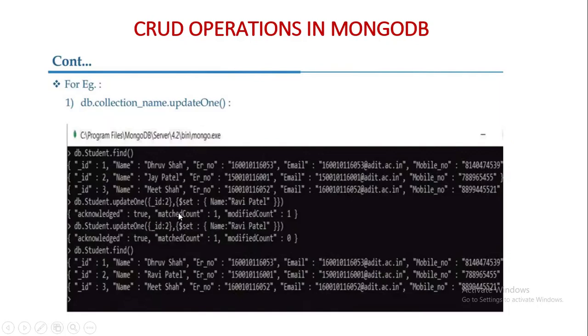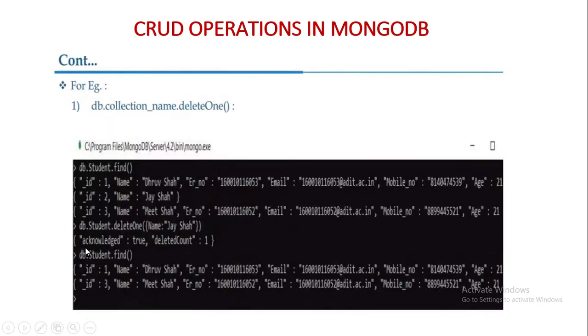So the match count is 1 and the modify count is 1. Then, using the db.student.findOne method, we are retrieving the document from the database collection after the update. So ID 2, the name instead of Jay Patel, shows Ravi Patel. So that is updateOne. Like that, we can update many documents also. The same syntax is used to update many documents.